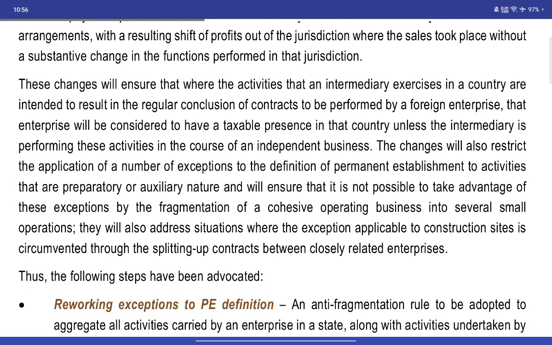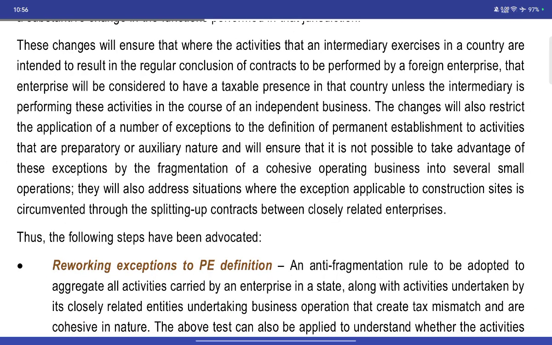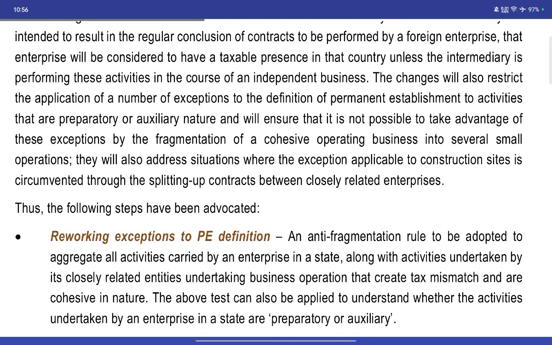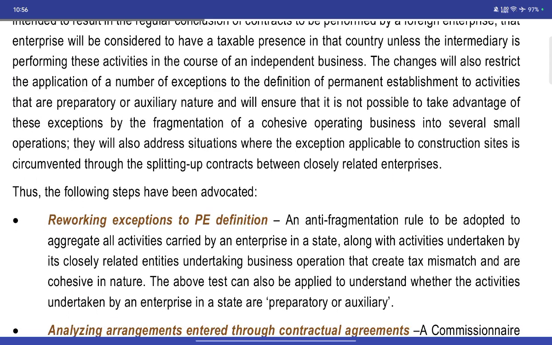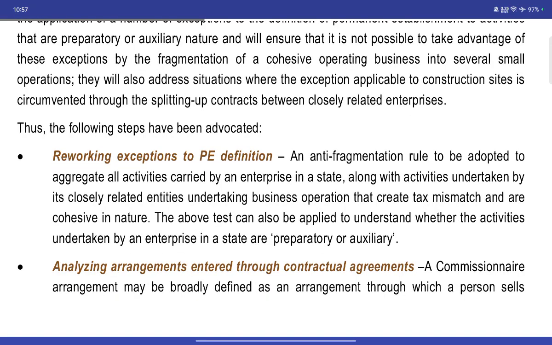These changes will ensure that where the activities that an intermediary exercises in a country are intended to result in the regular conclusion of contracts to be performed by the foreign enterprise, this enterprise will be considered to have a taxable presence in the country unless the intermediary performs its activities in the course of an independent business. The changes will also restrict the application of a number of exceptions to the definition of permanent establishment to activities of a preparatory and auxiliary nature, and will ensure it is not possible to take advantage of this exemption by fragmenting a cohesive operating business into several small operations.